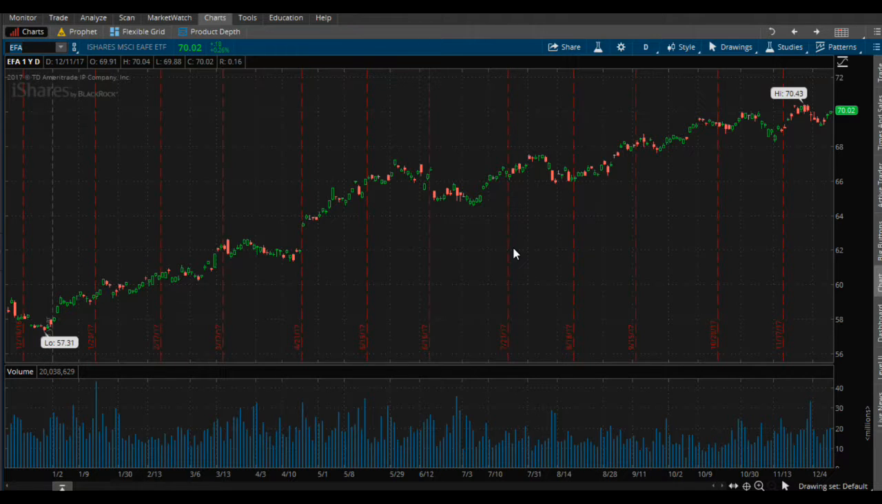Okay, so this is EFA. Again, great trade, made some pretty good money, and we'll look to continue to add EFA pretty much every month, especially if we get pops in implied volatility.